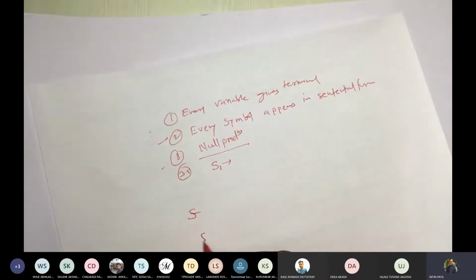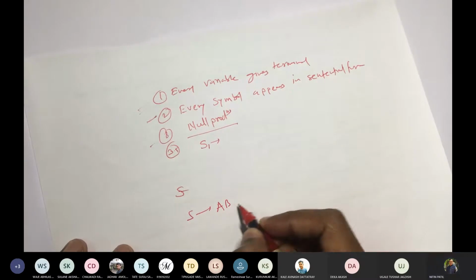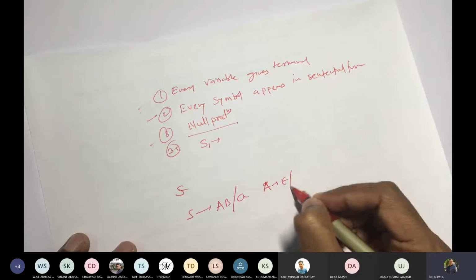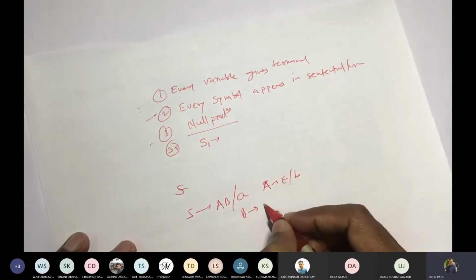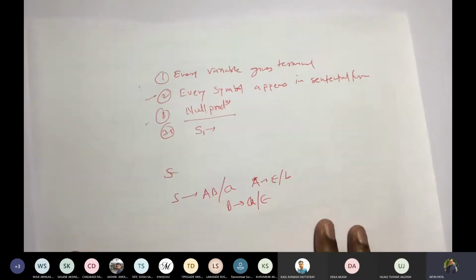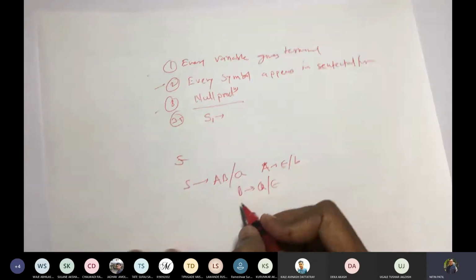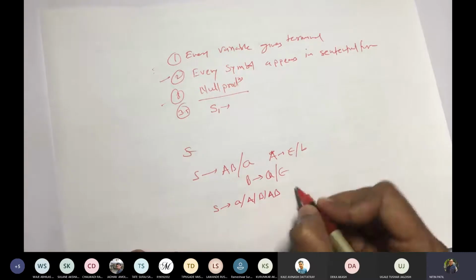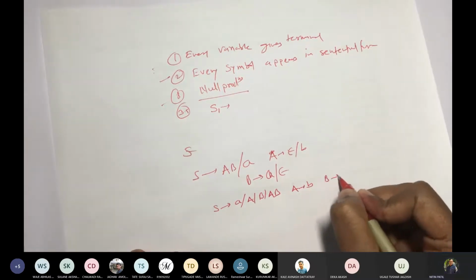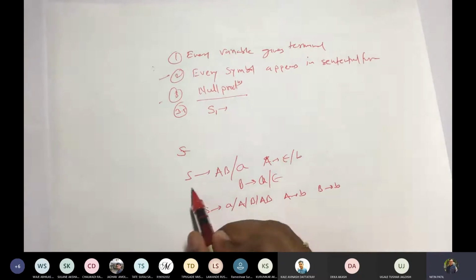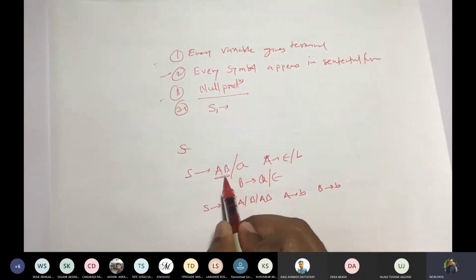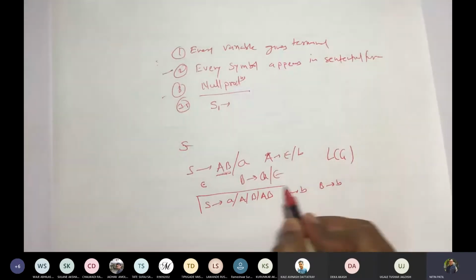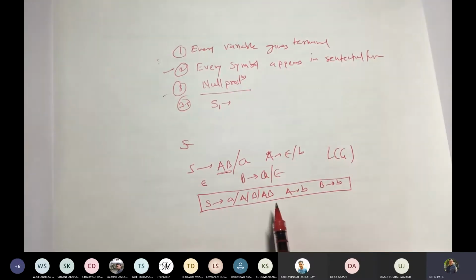Suppose you have a grammar like this. For example, S gives AB, A gives epsilon, and B gives epsilon and A. Now, if we remove null productions, we will get S gives A, B, AB, and A gives B gives B. But in this case, when we put both of them to be epsilon, we will get S gives epsilon, which would be part of L(G). But when we use this converted grammar, epsilon would not be part of it.